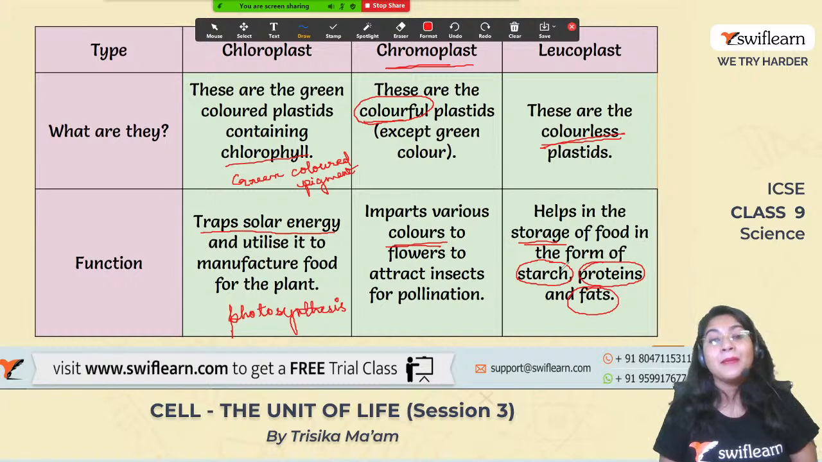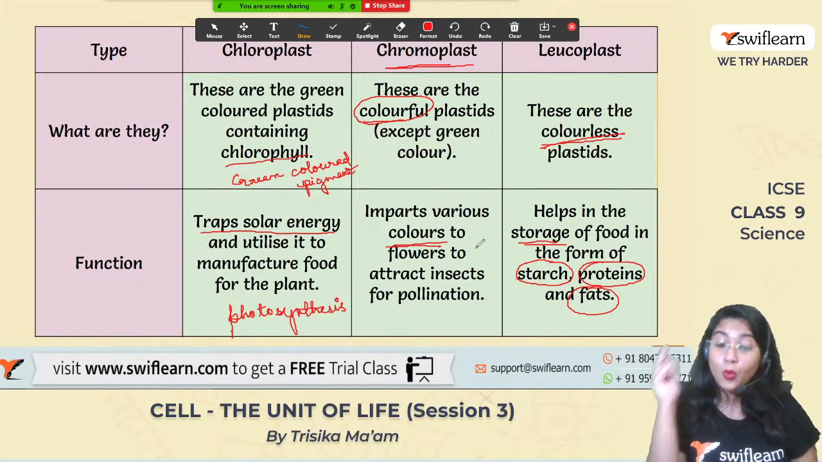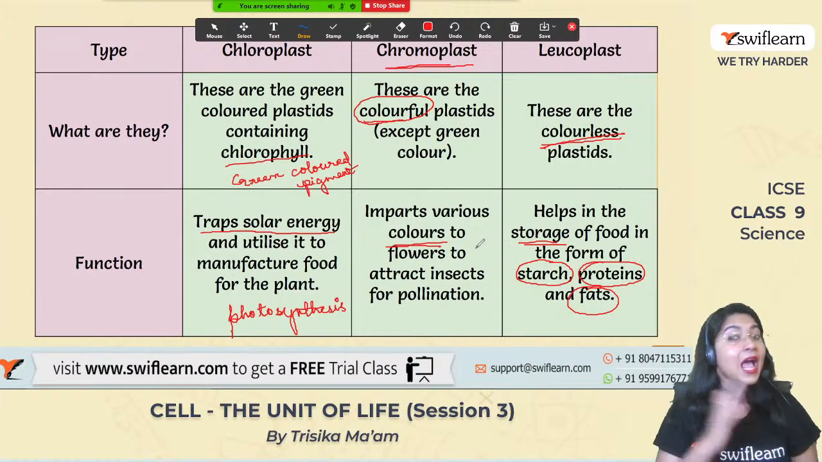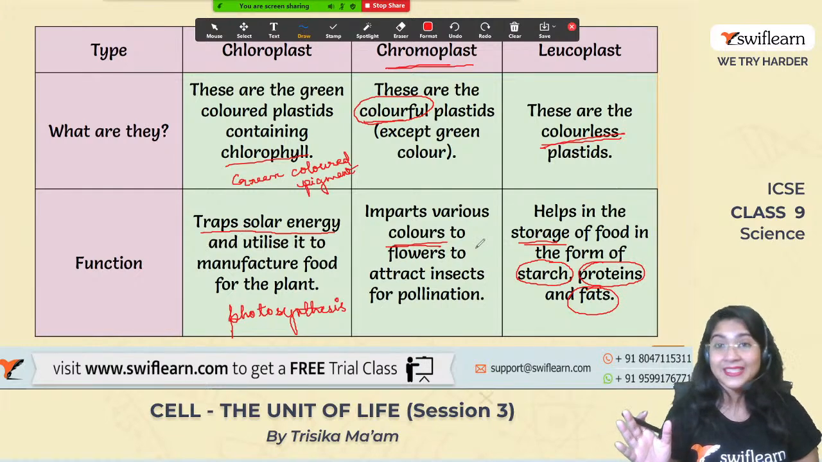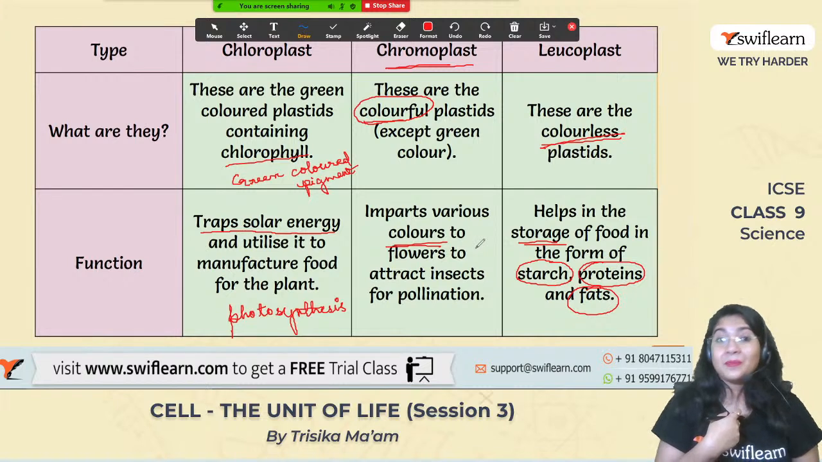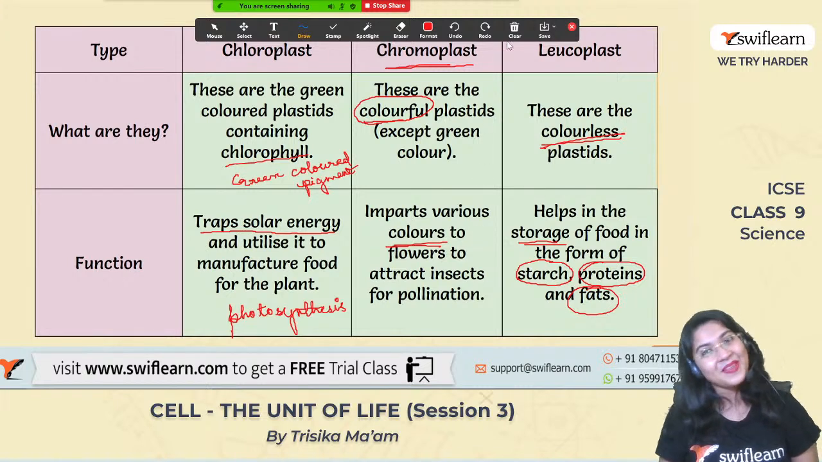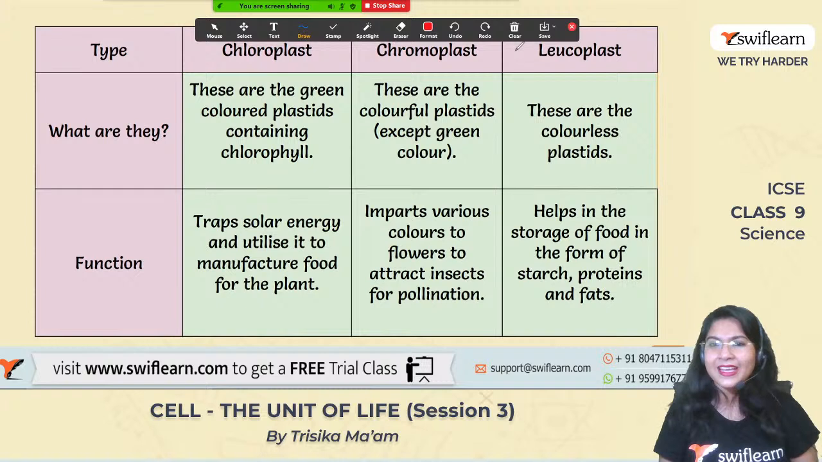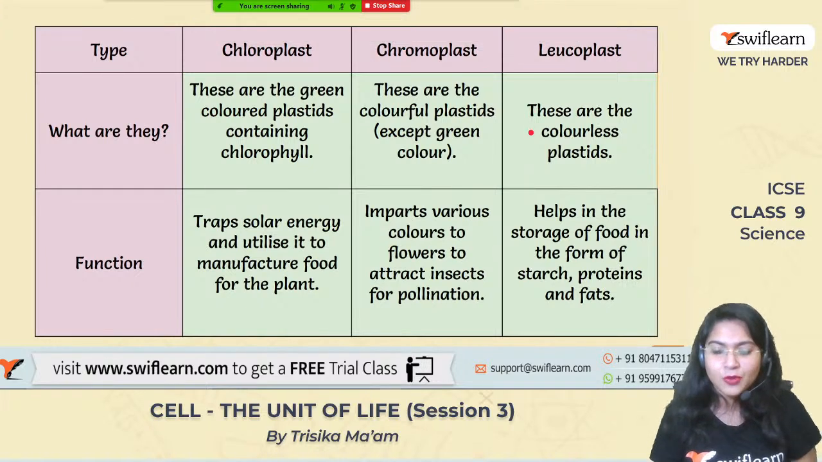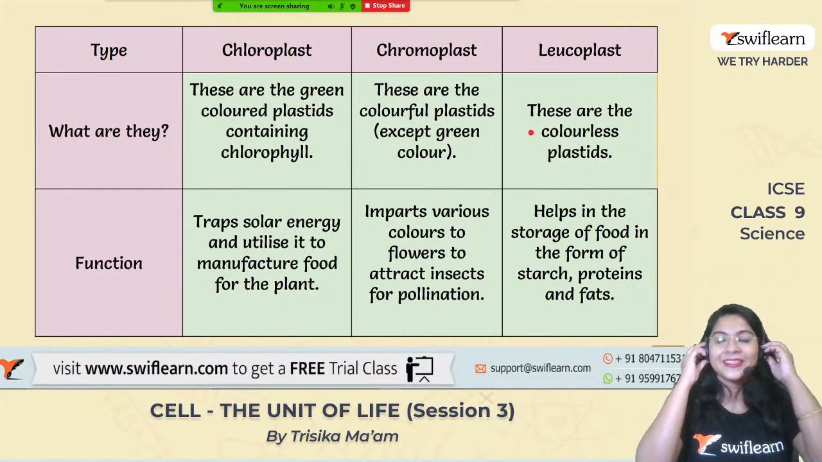So these are the main functions of the different types of plastids, which are only present within the plant cell and not present in the animal cell. We do not have plastids in our cells. Okay, so up to this much clear, I guess. Any doubt, any confusion, please write it in the chat box.